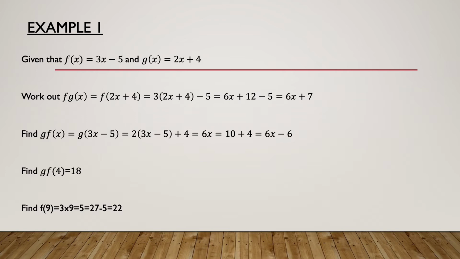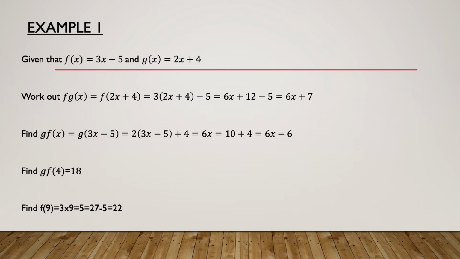Next part: find gf of x. So I take my function f of x and then I apply g to it. Whichever letter is on the far left-hand side, that's the function that I apply it to. So g of 3x minus 5, because f of x is 3x minus 5. I replace x in my g of x equation with 3x minus 5. So I get 2 brackets 3x minus 5, brackets close, plus 4, because 2x means 2 times x. Expanding my bracket, I get 2 times 3x, which is 6x.